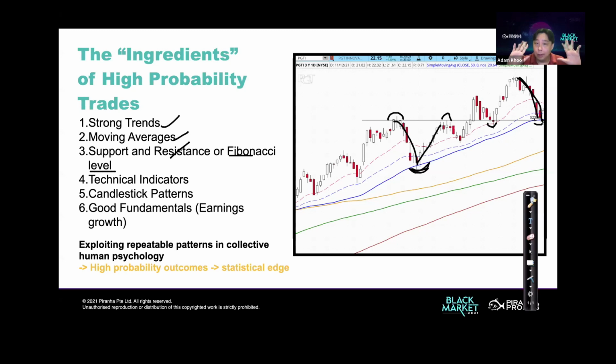Now, not good enough. We need another confirmation that is going to bounce up. So I also look at technical indicators. For example, you can look at MACD, you can look at RSI, Bollinger Bands, stochastics, Williams percentage R. There's so many indicators, right? And people ask me, Adam, which is the best indicator?